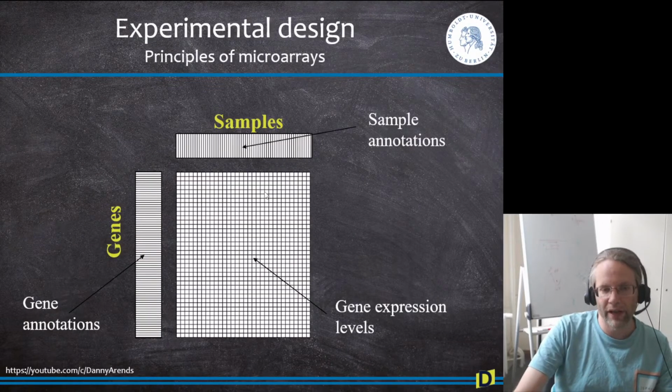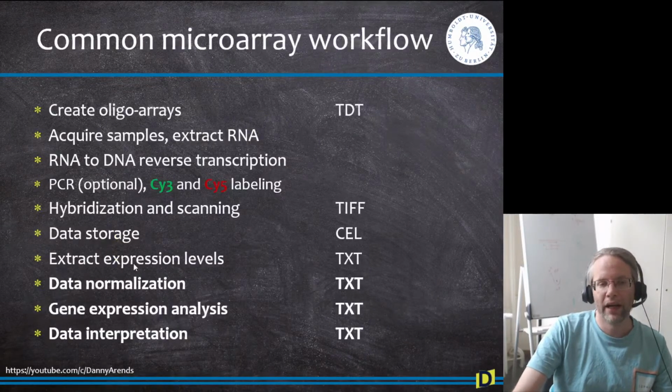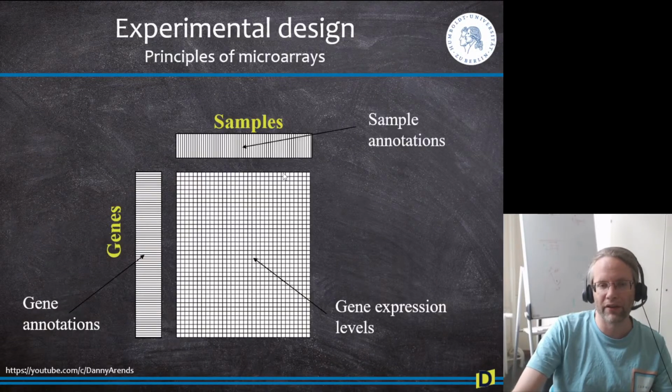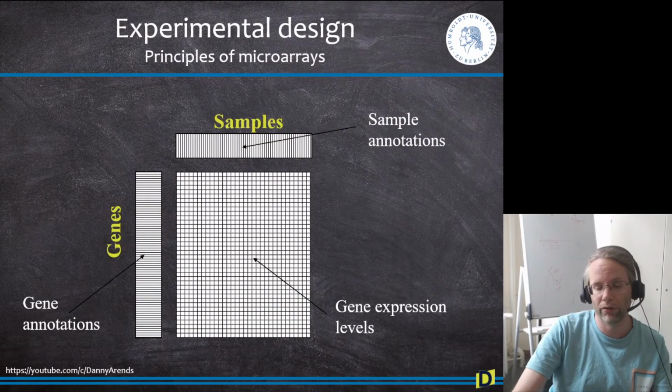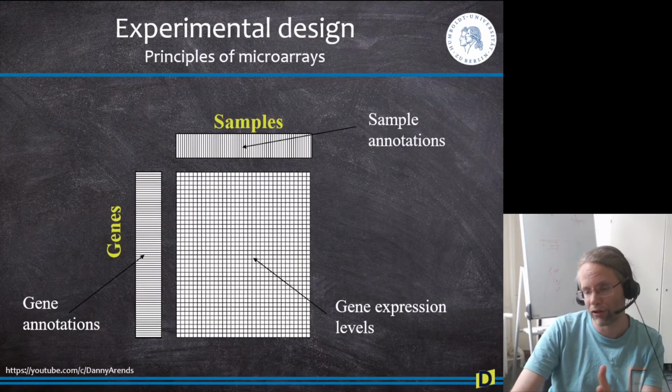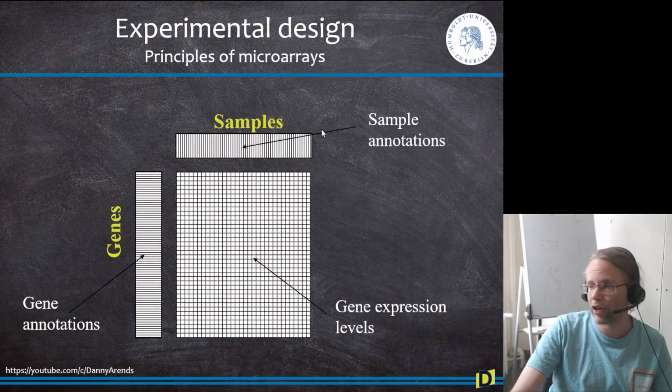So if you have your CEL file and you extract your expression levels, you get a TXT file which looks more or less like this. It's just a big matrix. In the columns you have different samples with the sample annotations saying this was cancer tissue, this was liver tissue, and so it's just the sample annotations. And in the rows you have your genes.